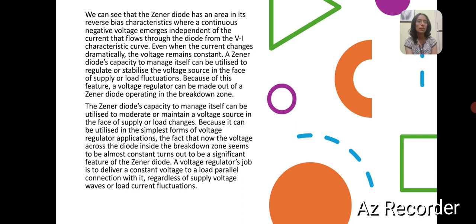The Zener diode's capacity to manage itself can be utilized to moderate or maintain a voltage source in the face of supply or load changes, because it can be utilized in the simplest forms of voltage regulator applications. The fact that the voltage across the diode inside the breakdown zone seems to be almost constant turns out to be a significant feature of the Zener diode. A voltage regulator's job is to deliver a constant voltage to a load connected in parallel with it, regardless of supply voltage waves or load current fluctuations.